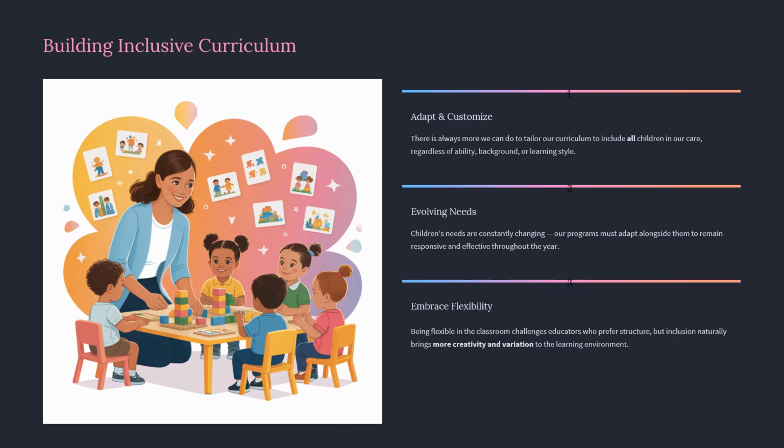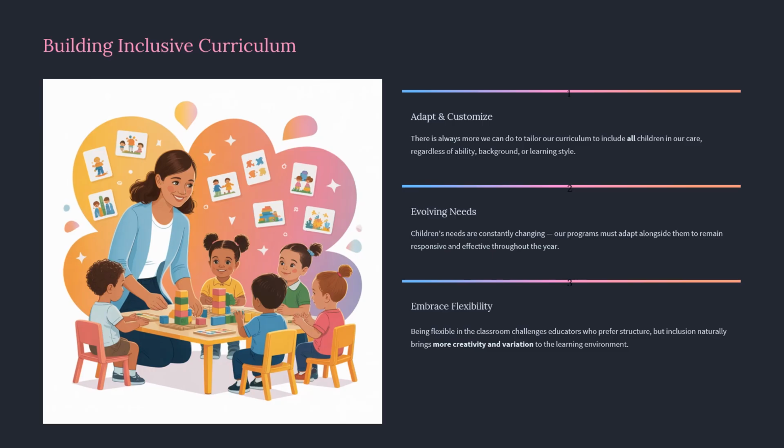When we think about building an inclusive curriculum, we're talking about so much more than simply adding a few new activities or lessons. We're talking about intentionally crafting experiences that embrace every child, regardless of their ability, background, or learning style. This means we must be willing to adapt and customize. Every group of children is different. Each individual comes with unique interests, cultures, languages, strengths, and needs. There is always more we can do to tailor our curriculum so that every child sees themselves reflected in the learning, feels a sense of belonging, and has an equal opportunity to grow.